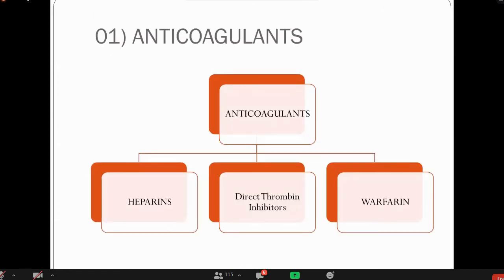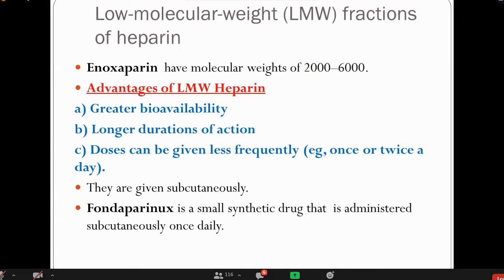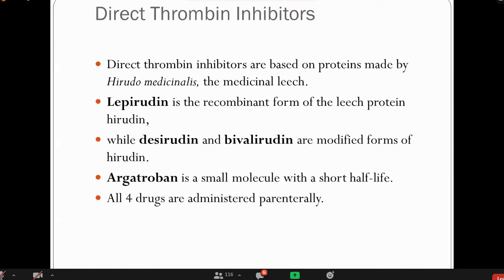Now this is the second group, because in the beginning we showed you anticoagulants, and heparin we have done. Now we are discussing direct thrombin inhibitors, which act on factor 2. In the initial slide we discussed that activation of thrombin is responsible for converting fibrinogen into fibrin, and fibrin then forms the fibrin clots. So there are drugs like direct thrombin inhibitors based on proteins made by Hirudo medicinalis, the medicinal leech. Lepirudin is the recombinant form of the leech protein hirudin. But clinically, this drug is not being used.